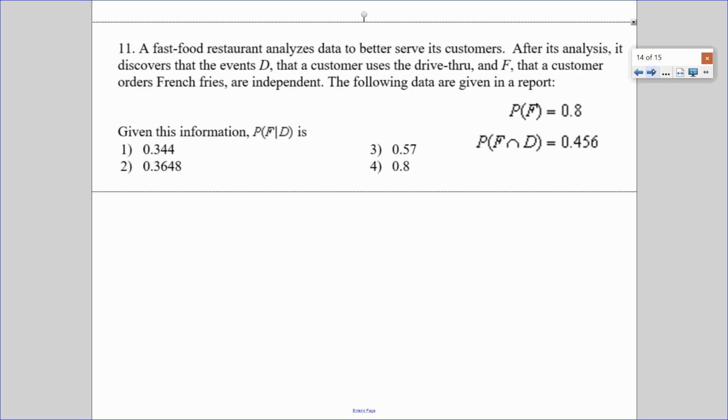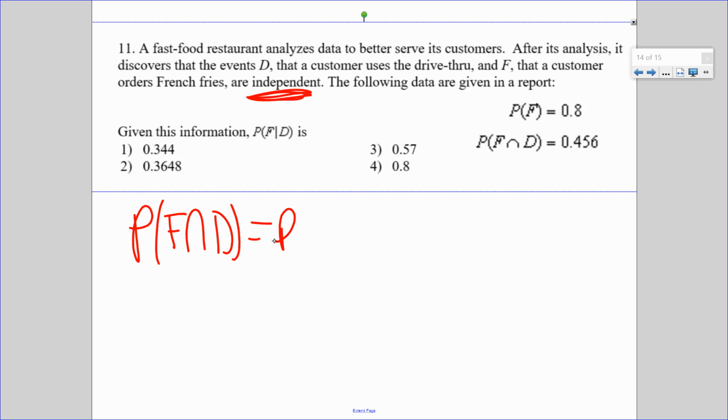A fast food restaurant analyzes data to better serve its customers. After its analysis, it discovers that the events D, that a customer uses the drive-through, and F are independent. So this is different. I'm telling you that they're independent. If they're independent, I know two things. I know that P of, instead of A and B, it's F and D. I know that P of F and D equals P of F times P of D.